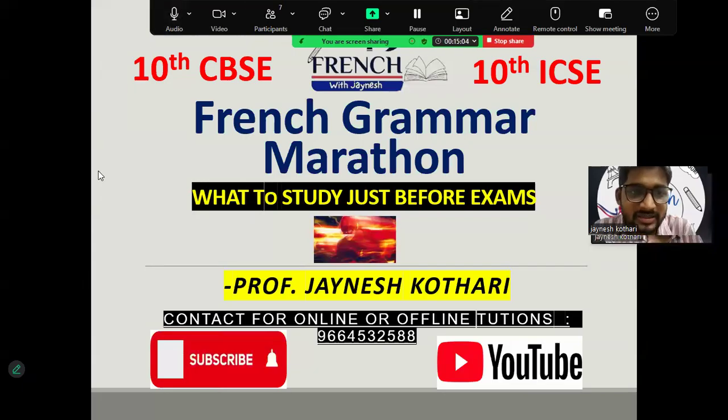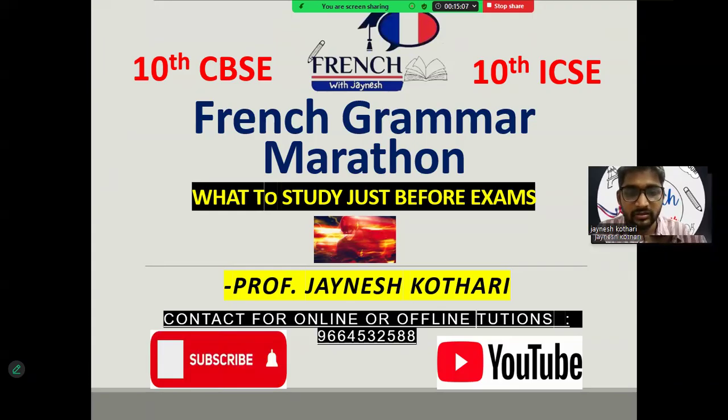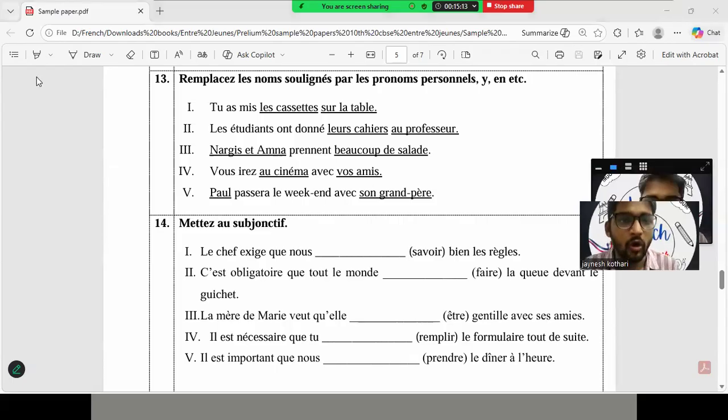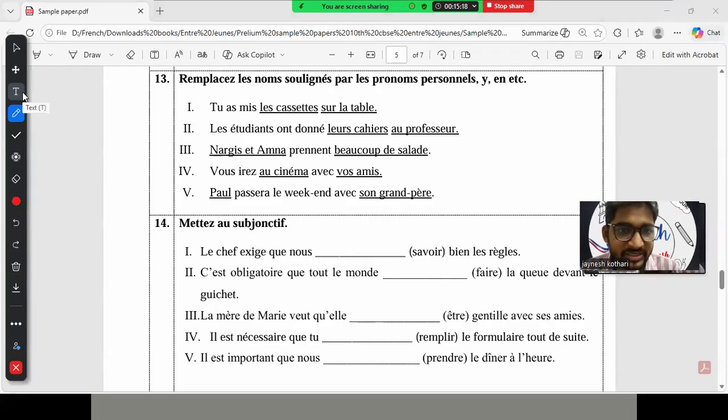So students, let's start with the grammar part, continuing from what we did in the previous class. Today in this class, what are we doing? We are doing pronouns, okay students? But again, this pronouns lesson has all the pronouns mixed in it, okay? So we are going to discuss first: Tu as mis les cassettes sur la table. Students, help me with the English translation.